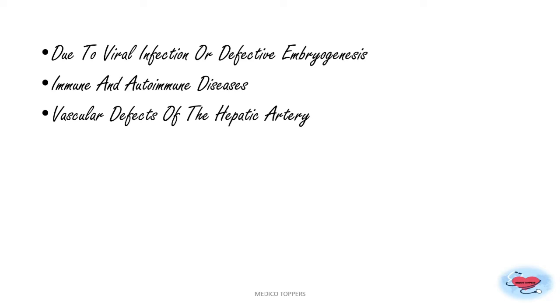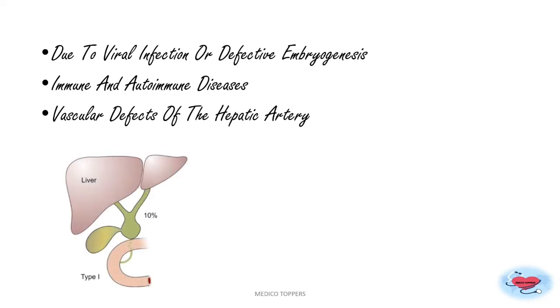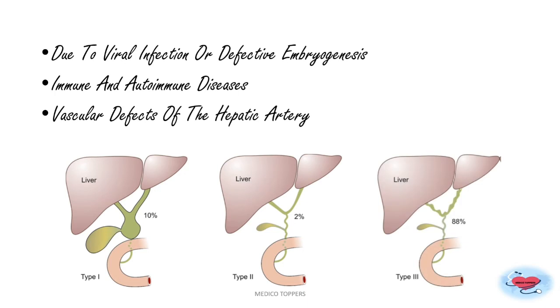Next comes the types of biliary atresia. Type 1, 2 and 3. Type 1 is atretic CBD. Type 2 is atretic CBD and common hepatic duct. Third type is atretic CBD, common hepatic duct and right and left hepatic duct. This type 3 is the most common one, and it can be perinatal or embryonic.